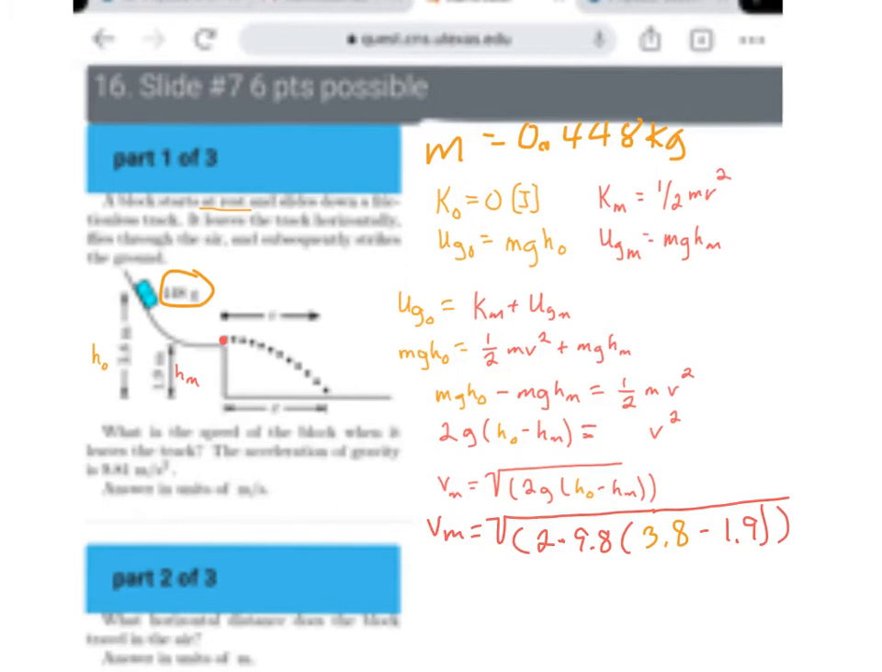So we put that in the calculator, and I will get a final velocity, or velocity leaving the cliff, as 6.102 meters per second. And that's what your answer should be similar to.